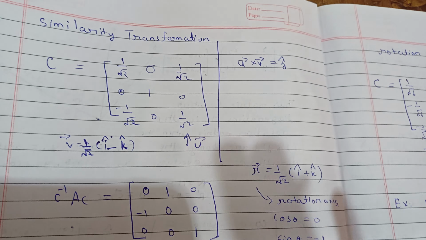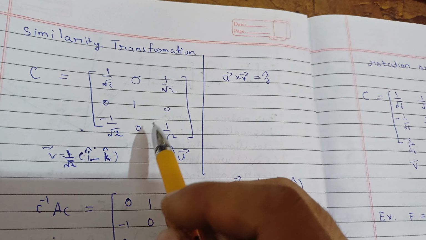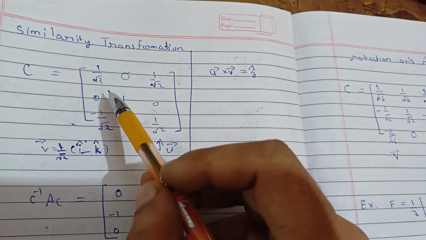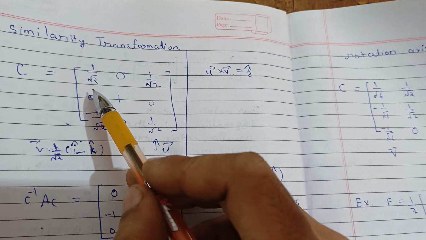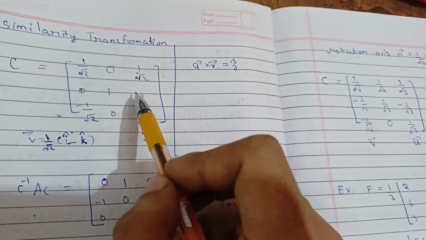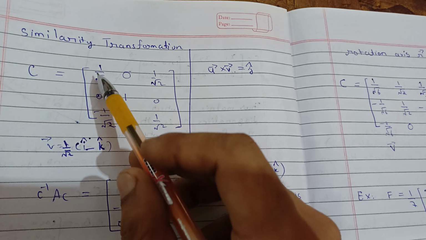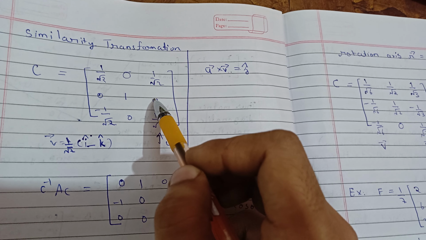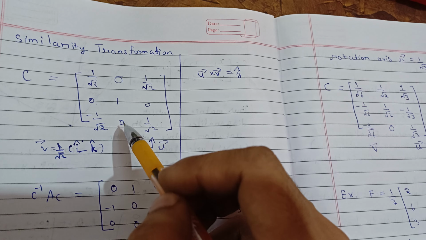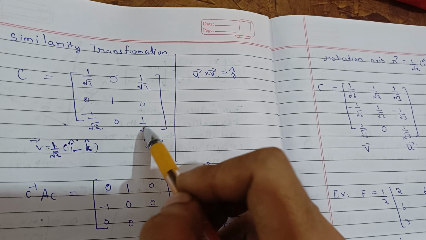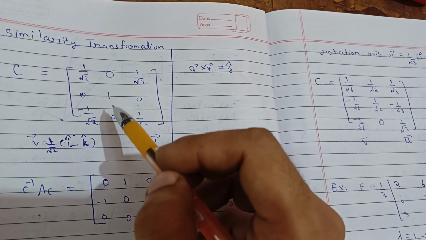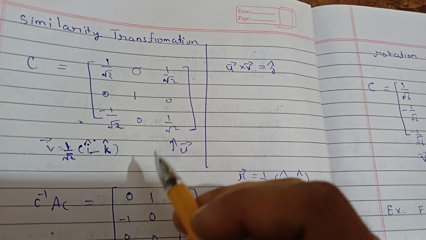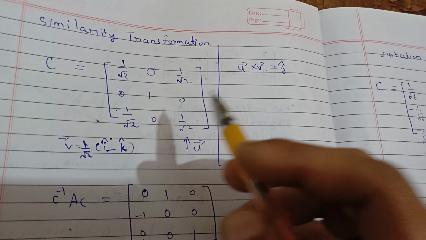Now this new system should be perpendicular to each other. So here we need to do this ourselves, so that the product of these two vectors should be 0 because they should be perpendicular. So we write it here 1 by root 2 and minus 1 by root 2 so that the product of these two becomes 0. Then to write the third vector, we take the cross product of these two vectors so that all three are perpendicular to each other. So this is our new system C.